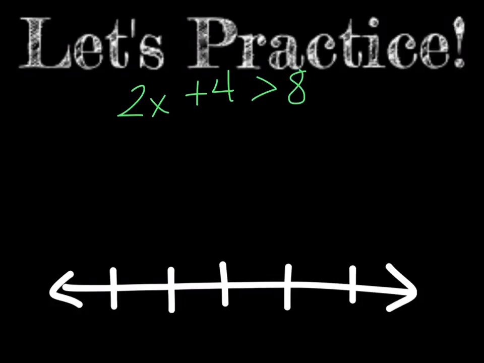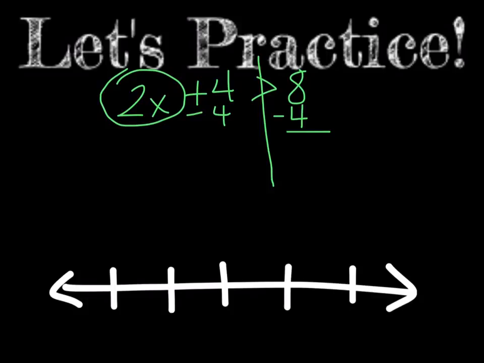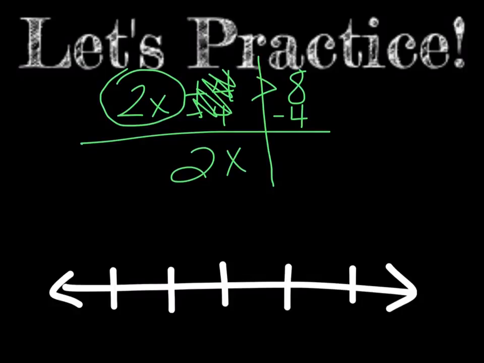Okay, so I have to solve this. The way we've been doing it in class, we draw my fence, circle my best buddy, my coefficient, and now I have to get rid of the constant. I have to get rid of that random buddy. So how do I get rid of a plus 4? Minus 4, good. But what I do to one side, I have to do to the other. Well, 4 minus 4 is 0, so those two cancel out, leaving my 2x, and 8 minus 4 is 4.